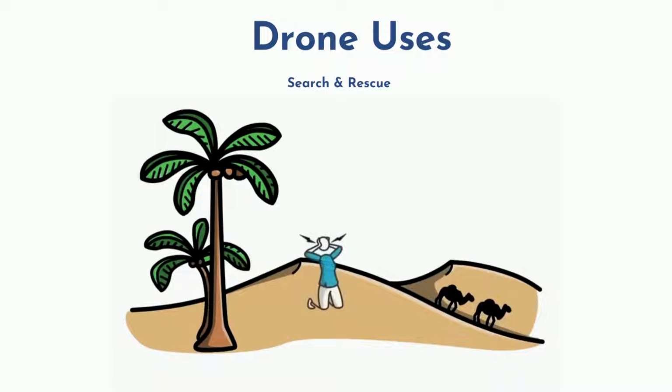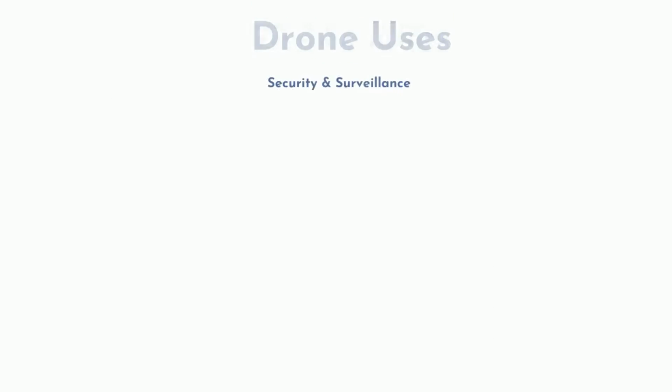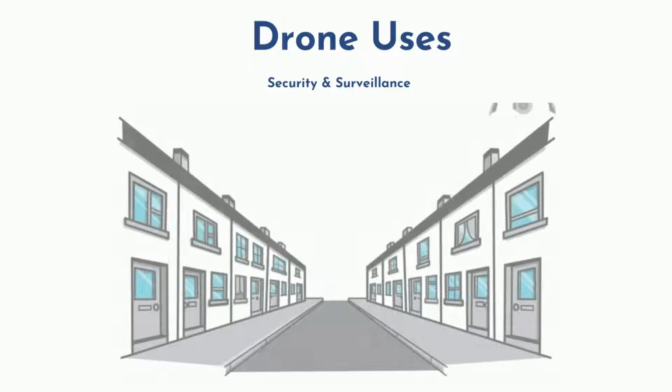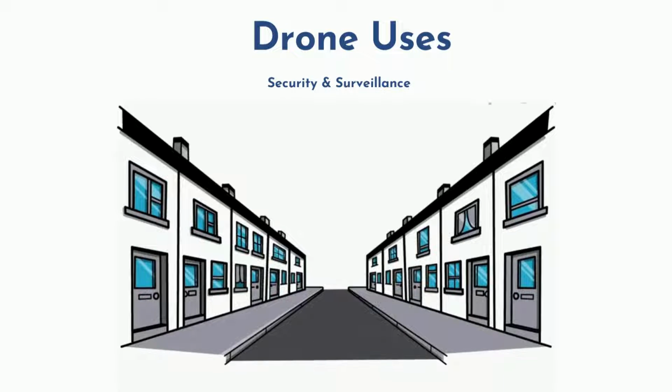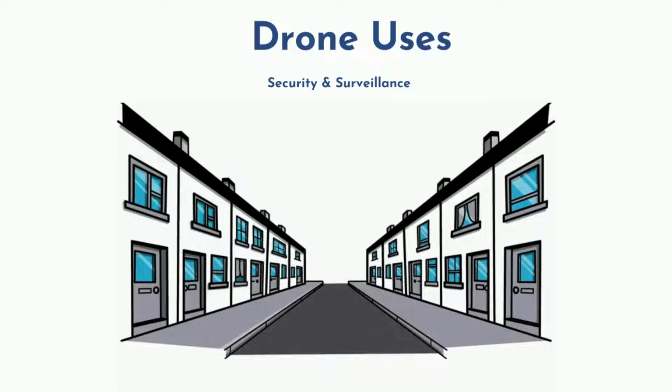Search and rescue. Drones use infrared sensors to detect humans by their heat signature, which is helpful in search and rescue. Security and surveillance. Drones allow monitoring and recording from the sky to preserve evidence and coordinate security operations, respectively.